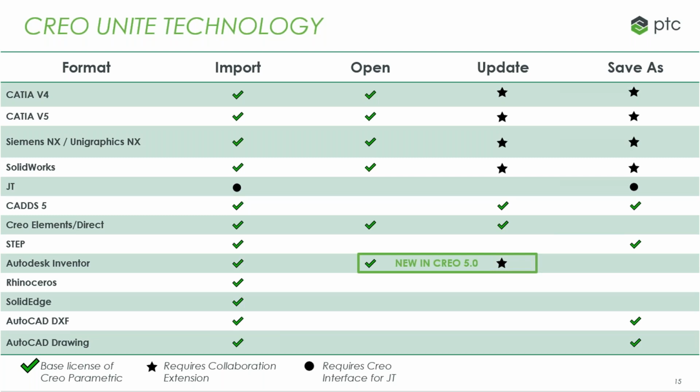And if you'd like to import them or do a save as from Creo, that would need the interface for Creo JT. Creo interface for JT license, obviously, but I'm just talking about the Unite technology as to what are the supported formats in here for import and open, as well as the update and save as. So this should kind of help you.